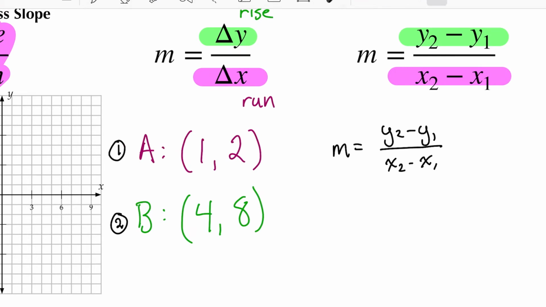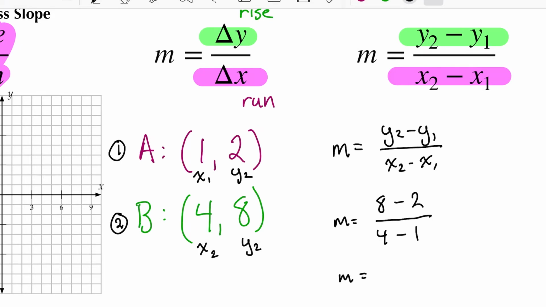If letter B is point number 2, then this is going to be x2 and this is going to be y2. If point A is number 1, then this is going to be x1, y1. So my slope is equal to y2, which is 8, minus 2, all over 4 minus 1. Our slope is equal to 6 over 3. Our slope is equal to 2. That's how you work the formula.